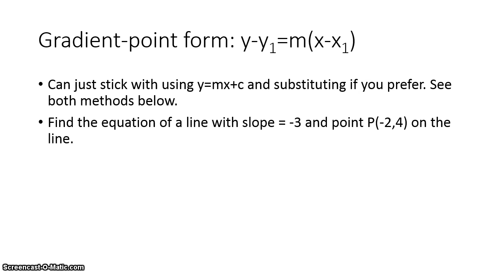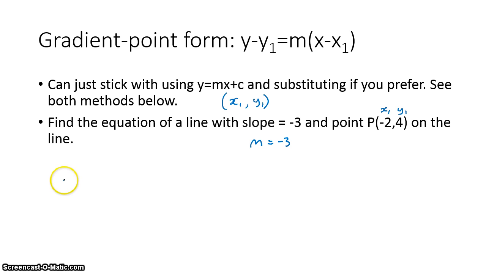Gradient point form, y minus y1 equals m, x minus x1. So we use this if we know the gradient and we're given a point. The coordinates of the point in general form are x1, y1. So let's find the equation of a line with a slope of -3. So we know m is -3, and the point -2, 4. It's worth your while just labeling those points to make sure you've got your head around exactly which one is x1 and y1. Sounds silly, but the number of people who make mistakes in exams, I would probably do that.